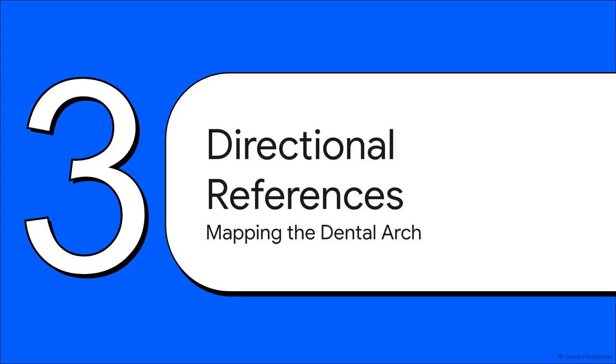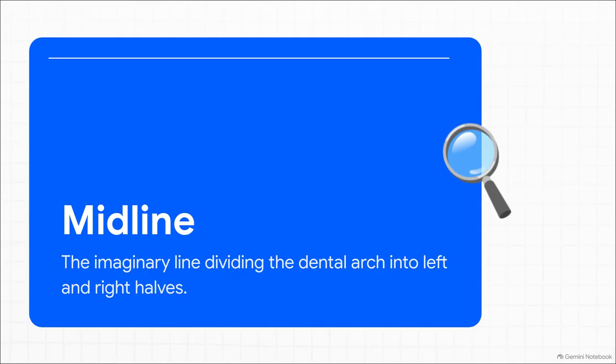All right, on to Section 3, directional references, where we're mapping the dental arch. Listen, everything in dental spatial mapping starts with the midline. Picture an imaginary vertical line dropping right down the center of the patient's face, dividing the dental arch perfectly into equal left and right halves. This midline passes directly between those central incisors we talked about a minute ago. This imaginary line is basically your anchor point for the directional flashcards we're about to run through.